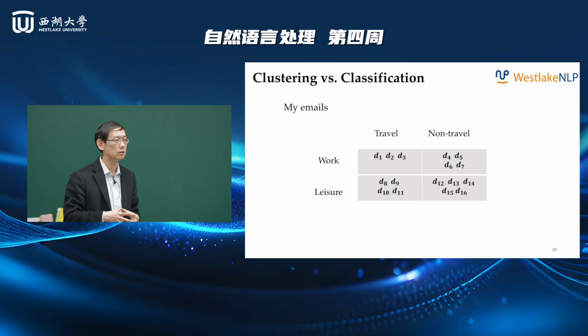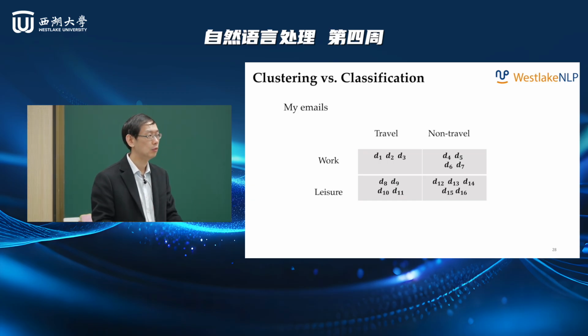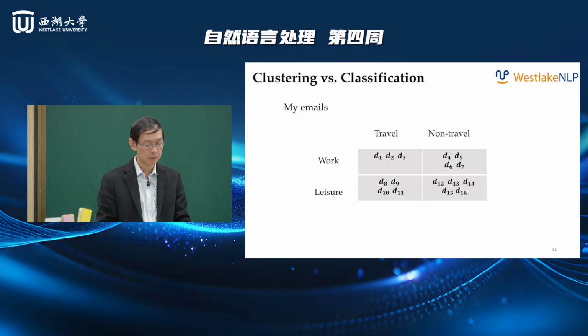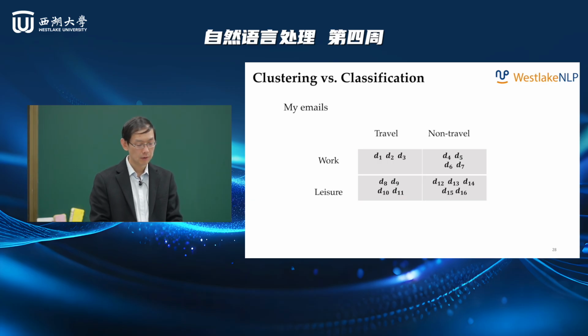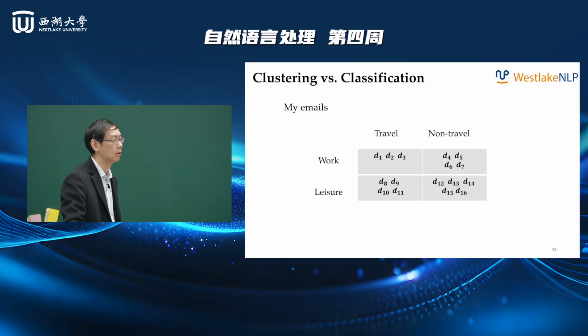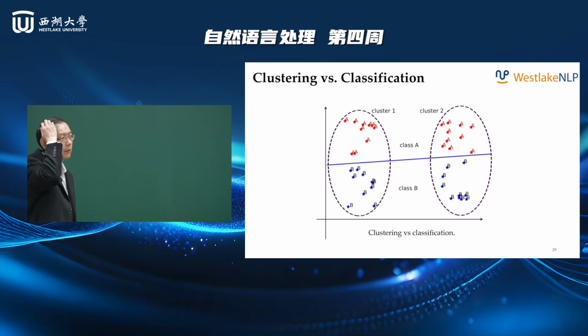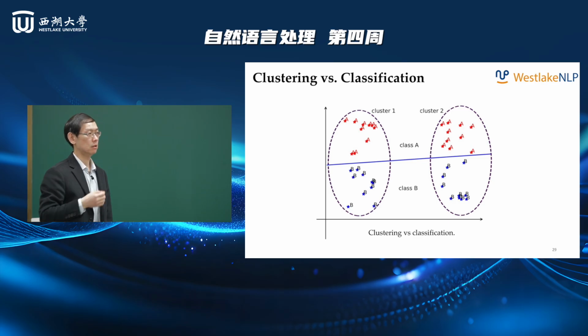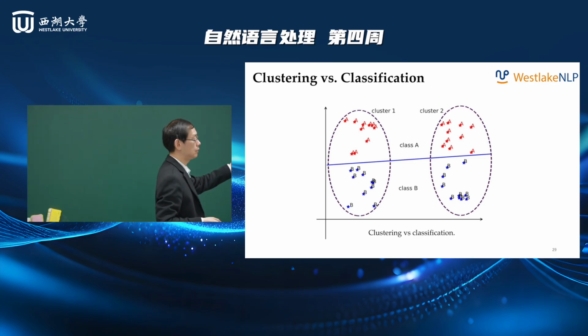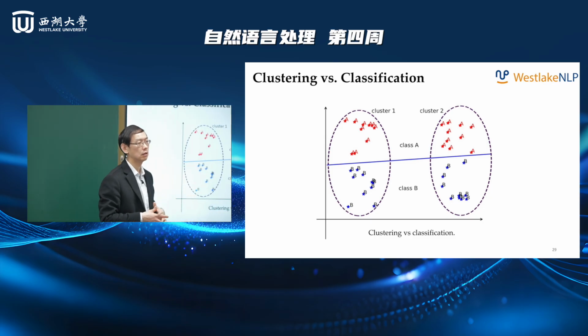It's a complicated system, right? So when I do 2 means clustering, how will my algorithm cluster my emails? Will it cluster them into work and leisure, or into travel and non-travel, or neither of the 2? I don't know. It all depends on my vector representation. So it's like this. I have some emails in the vector space. And maybe naturally they are grouped into cluster 1 and cluster 2 like this.